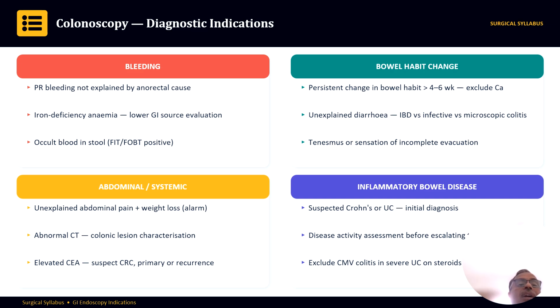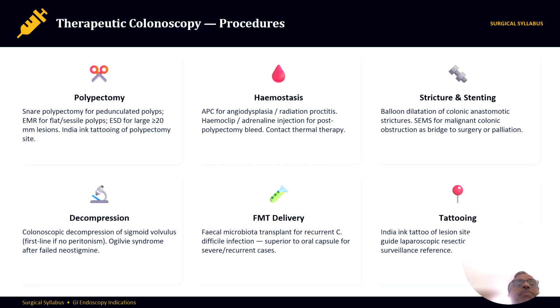An elevated carcinoembryonic antigen, suspicious of colorectal carcinoma, either a primary or a recurrence, would also be an indication for diagnostic colonoscopy. All patients with inflammatory bowel disease, suspected Crohn's or ulcerative colitis for initial diagnosis, then disease activity assessment before escalating the treatment, and to exclude any cytomegalovirus colitis in severe ulcerative colitis on steroids. So diagnostic colonoscopy has an indication in inflammatory bowel diseases also. Now, therapeutic colonoscopy, what all procedures can you do?